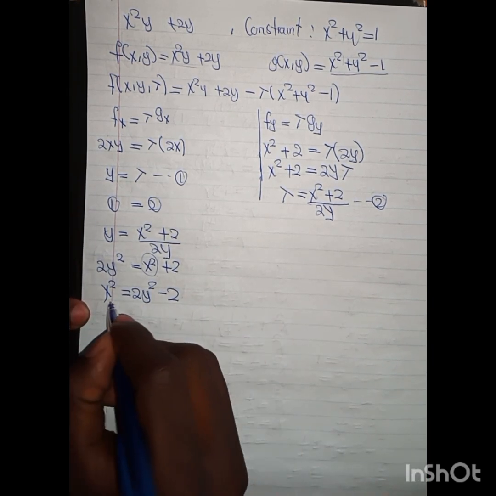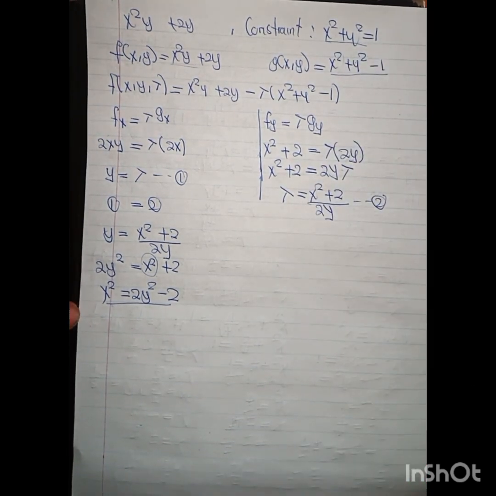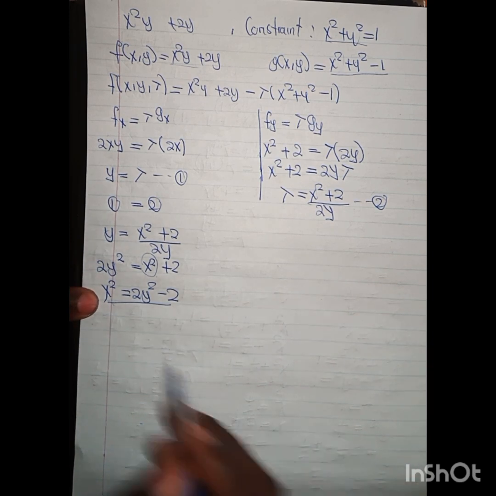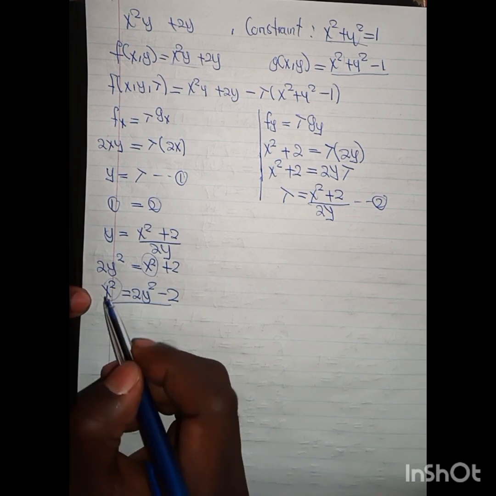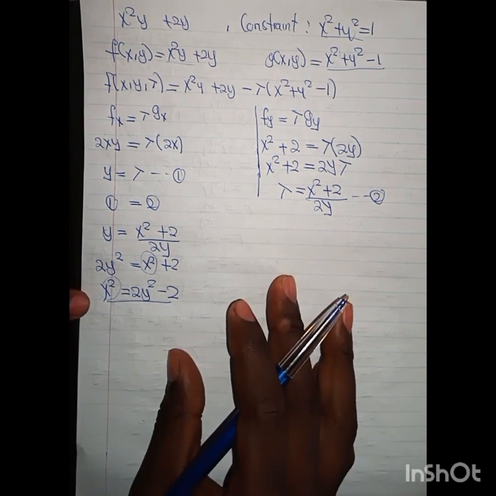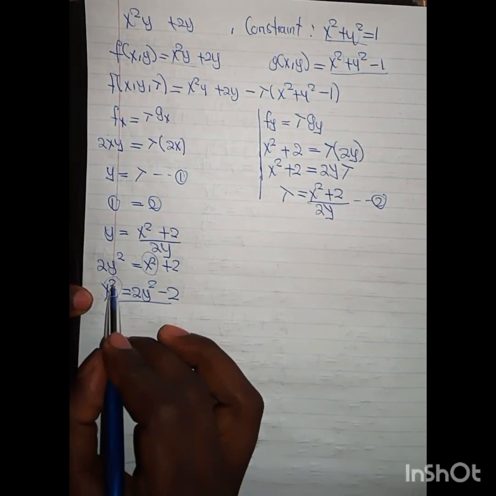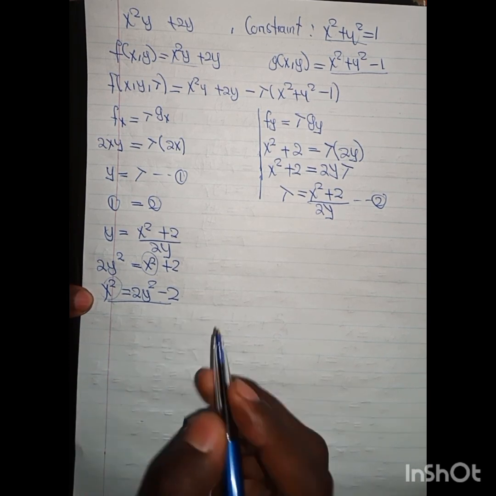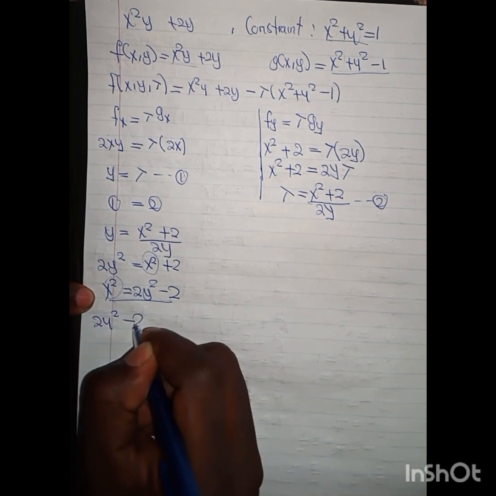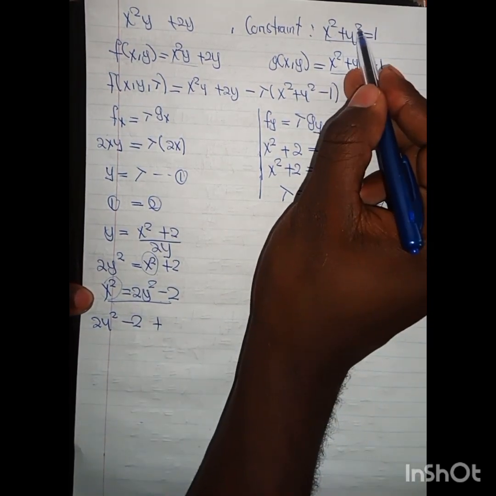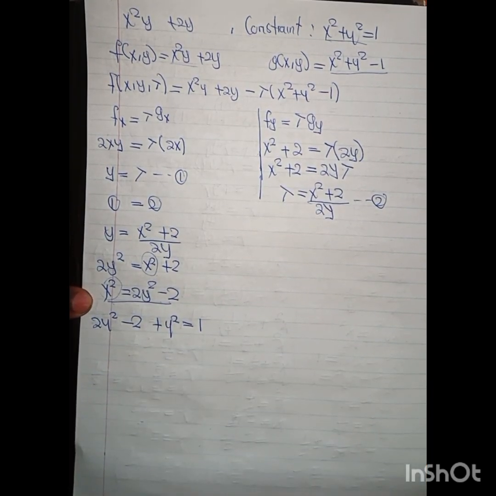So now this information can be related with what we have in the constraint. It means we are going to replace the value of x with what we have here in the constraint. We've said that x squared equals 2y squared minus 2. Now where there is x squared, I plug in 2y squared minus 2. So 2y squared minus 2 plus y squared is equal to 1.